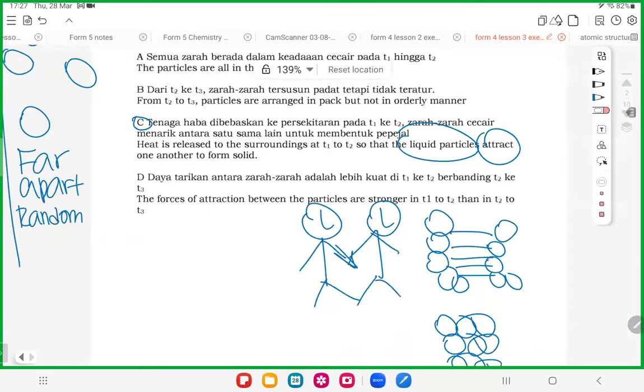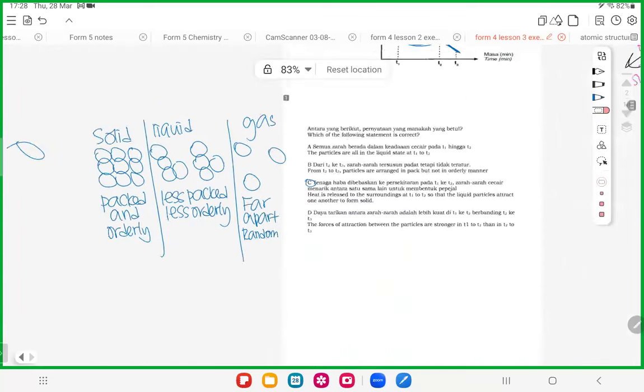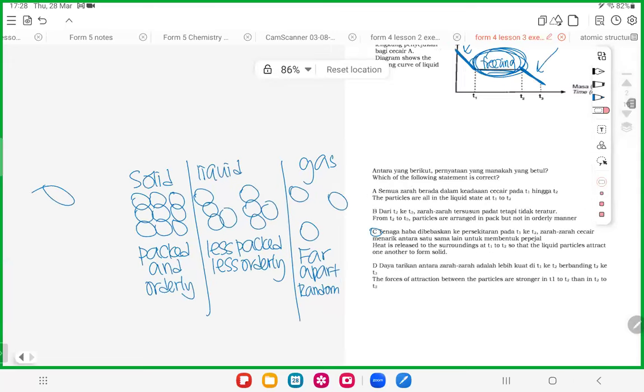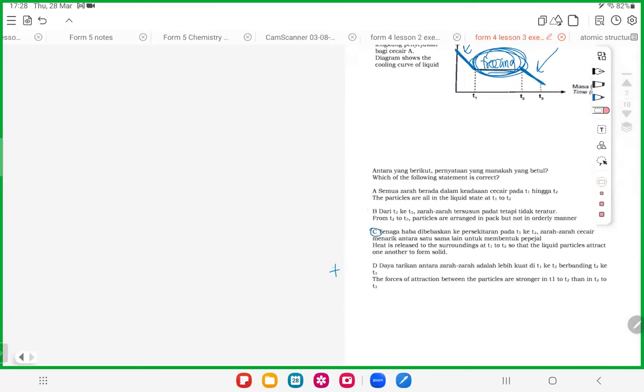Okay, guys, let me know in the chat box. Are you okay with why the answer is C for this question? Are you guys okay with it?